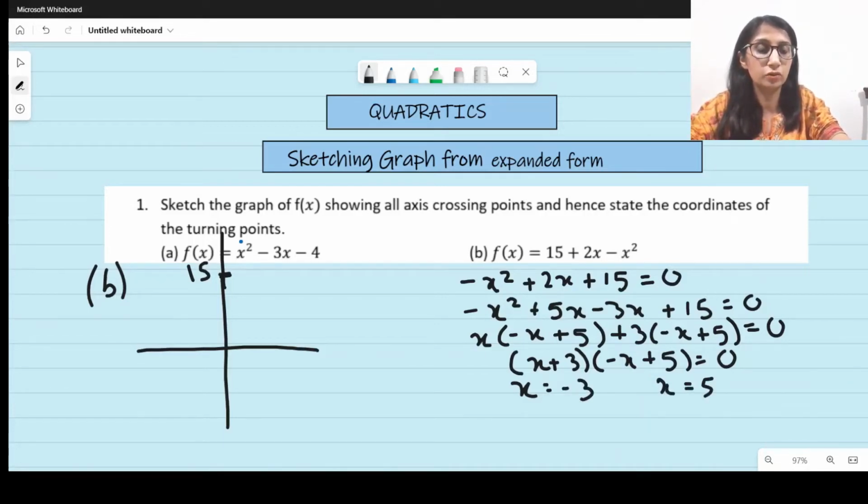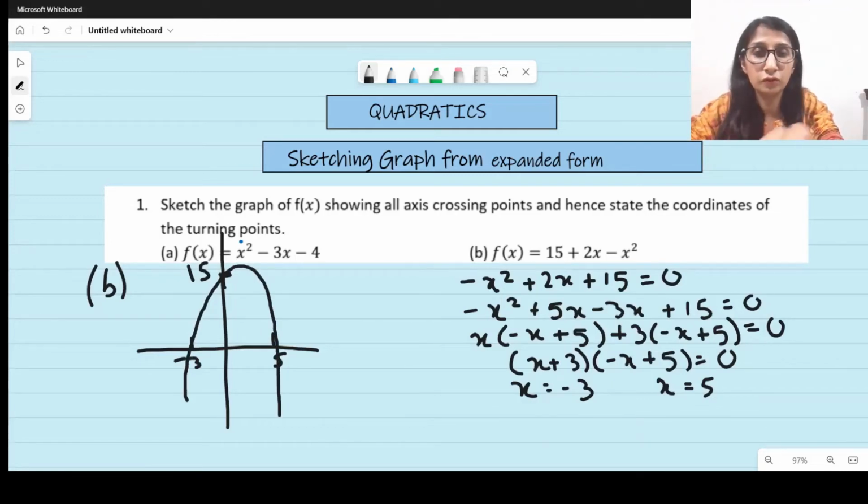Now these are the two values of the x-intercept. So the graph cuts the x-axis at minus 3 and at 5, so roughly over here. So the graph looks somewhat like this.